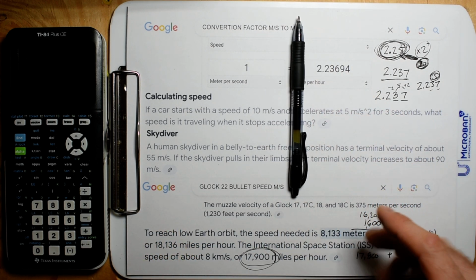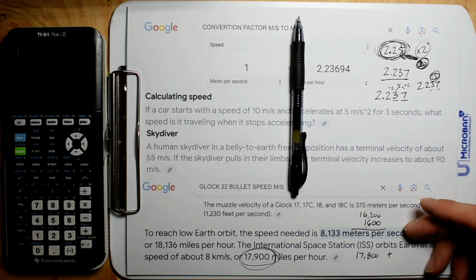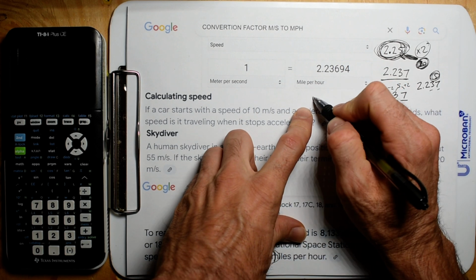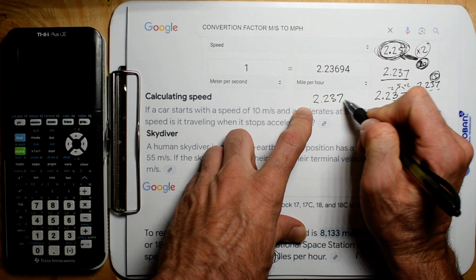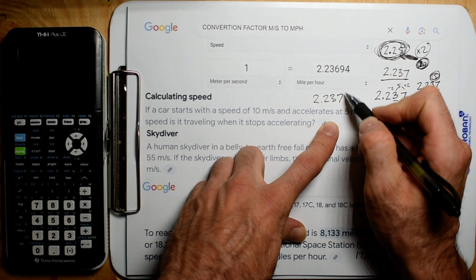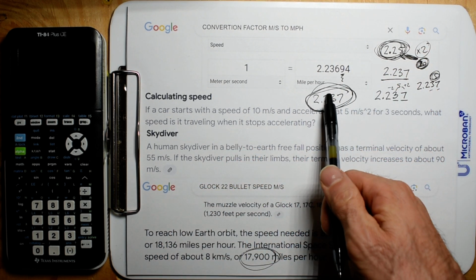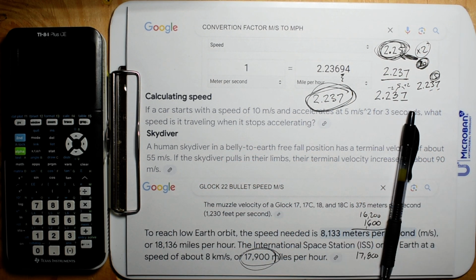I apologize. I really struggle with this mental math. But the more you do it, the more you're going to get better. But again, 2.237, and that's pretty darn close. I mean, that's hella close because that's a 9. So that's a conversion factor worth memorizing. And that's a video.